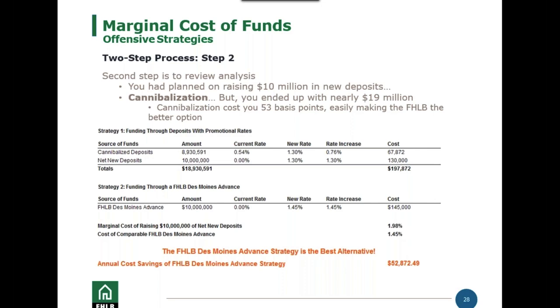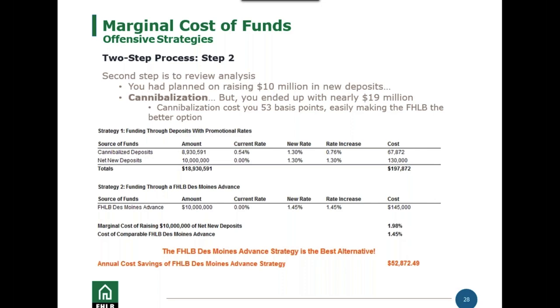We want to make sure you understand how important marginal cost of funding is, in particular given the interest rate environment we're at, where we've seen a tremendous surge of money into the banking industry. What happens when that money leaves? Does it force us to make irrational pricing decisions? Hopefully, if you use the marginal cost of funding technique, you'll be pricing at the margin, offering products that are attractive, and able to make more money. Second step, review your analysis.